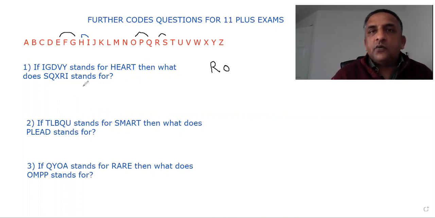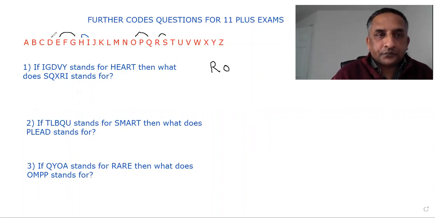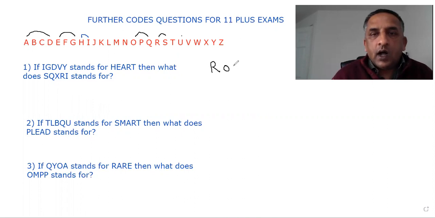Now we have to find the code for the X. To find it, we go from D to A. D is here and A is here. So D to A is one, two, three spaces behind. So from X, you will go three spaces behind. From X, one, two, three is U. So R, O, and the third one is U.